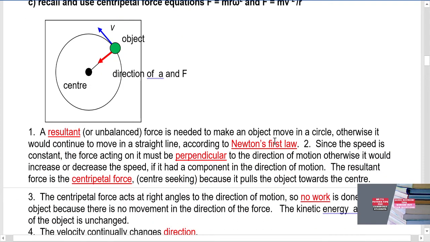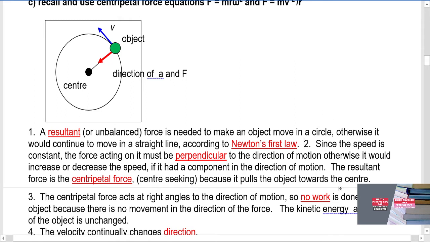It is needed in order for an object to keep moving in a circle. Otherwise, it would continue moving in a straight line according to Newton's first law. If you remember Newton's first law, saying that the body will always remain in the state of rest or in motion with constant speed unless an external force acts on it. So this object is moving in a straight line. So you've seen that if this centripetal force is removed, then this object will move at a tangent to this circle that it was describing.